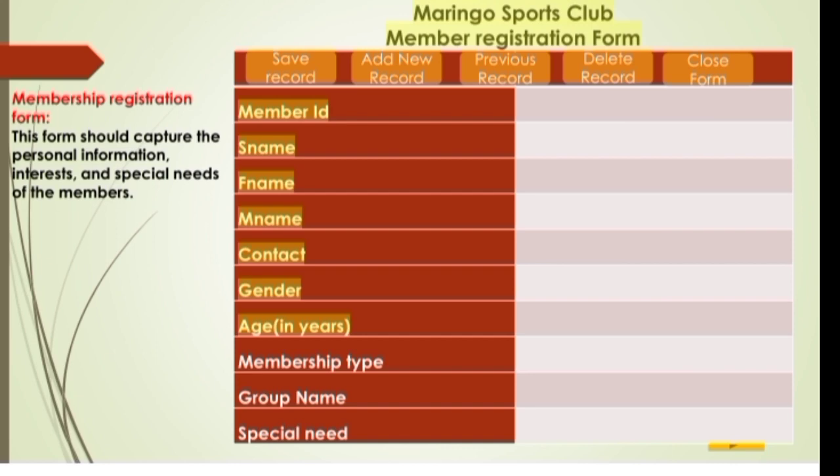Maringo Sports Club. Member Registration Form. Member ID. SNAME. FNAME. MNAME. Contact. Gender. Age in years. Membership type. Group name. Special need. Save record. Add new record. Previous record. Delete record. Close form. Membership registration form. This form should capture the personal information, interests, and special needs of the members.